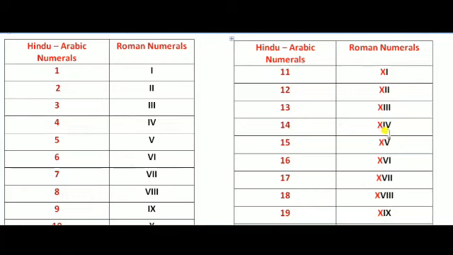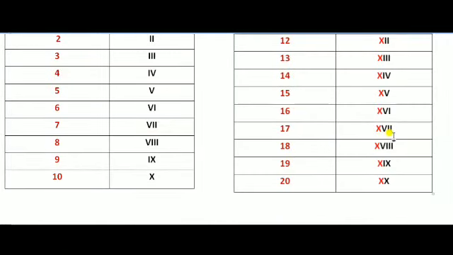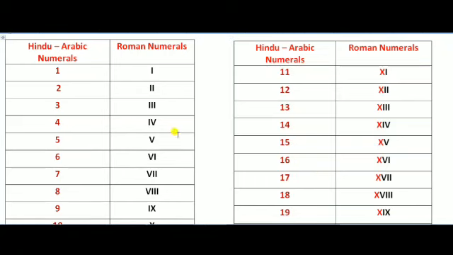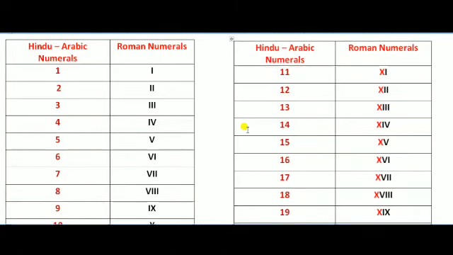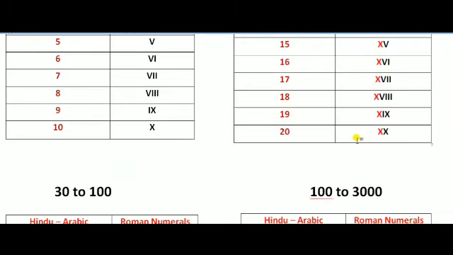14 is 10 plus 4. For 4 we have learned the symbol, I and V. 15 is XV. 16 is XVI. 17 is XVII. 18 is XVIII. 19 is XIX, and 20 is XX. So you can write any number if you are well aware of the symbols 1 to 9. This way we will be proceeding with the concept to write the numerals.